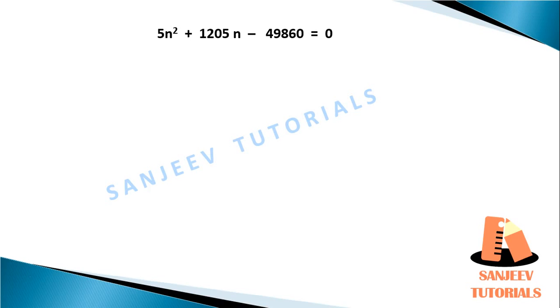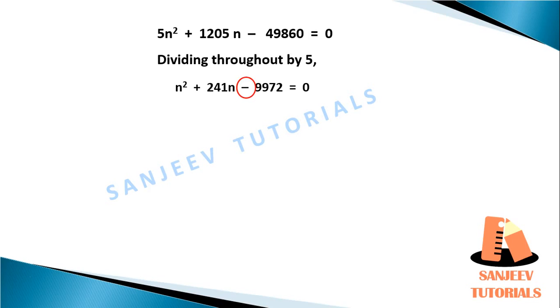On further simplification of the equation, I get this as my quadratic equation. Divide throughout by 5. So finally I get n square plus 241n minus 9972 equal to 0. Here again you will note that the last term has a minus sign, which means I have to find two numbers such that on subtracting them I should get 241. So let us start with prime factorization of 9972.